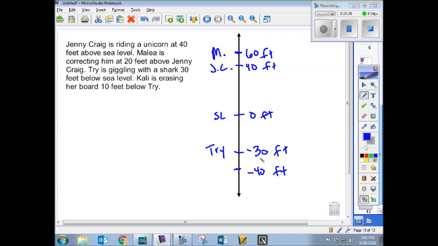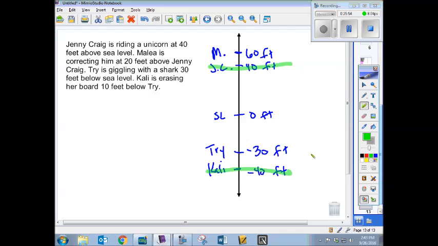Did everybody see that? So we wouldn't do 30 minus 10 to figure that out. You guys all understand that? The only time we add or subtract is when you're going across when you're doing vertical distance. You might have to add on to 30 if the person is below. You may have to add on to 40 if they're above on the positive side. Does that make sense?